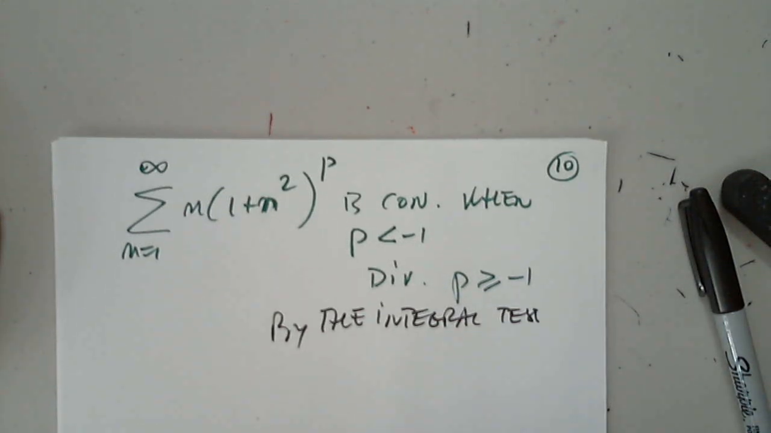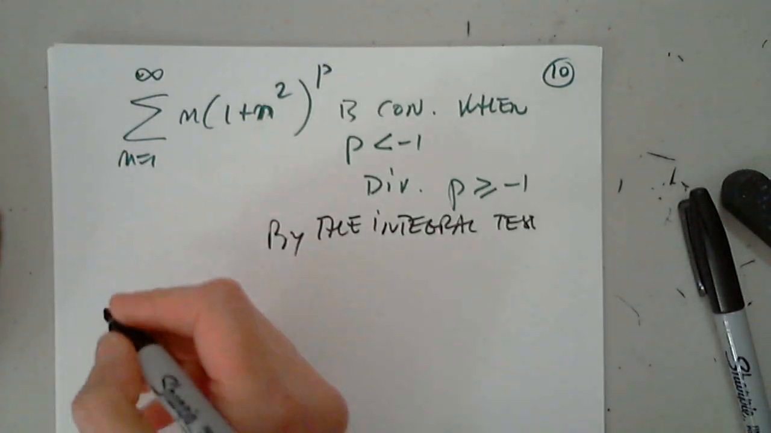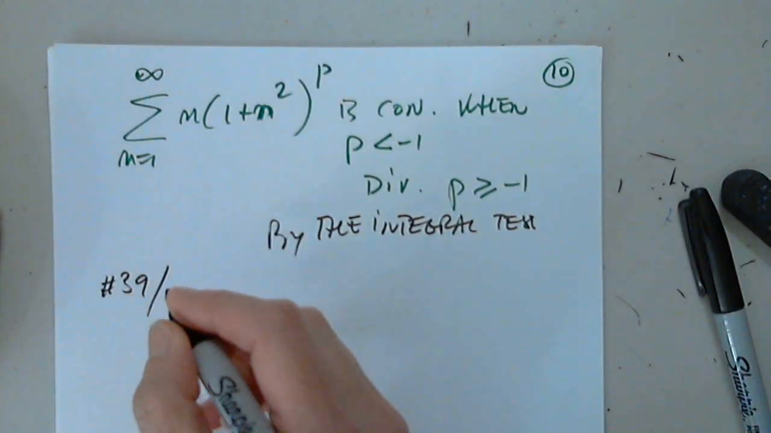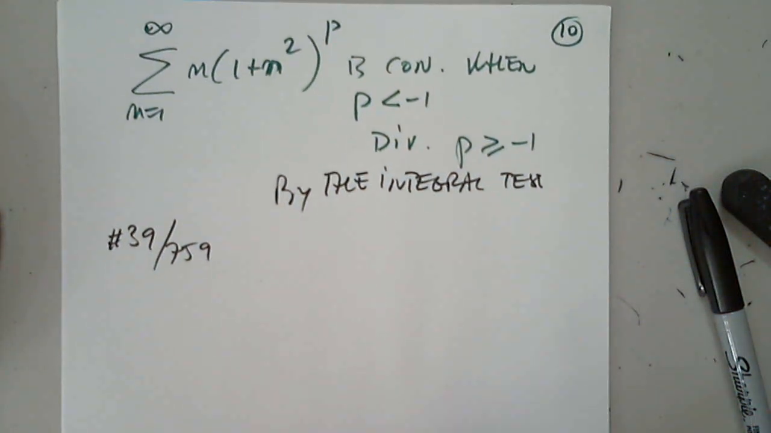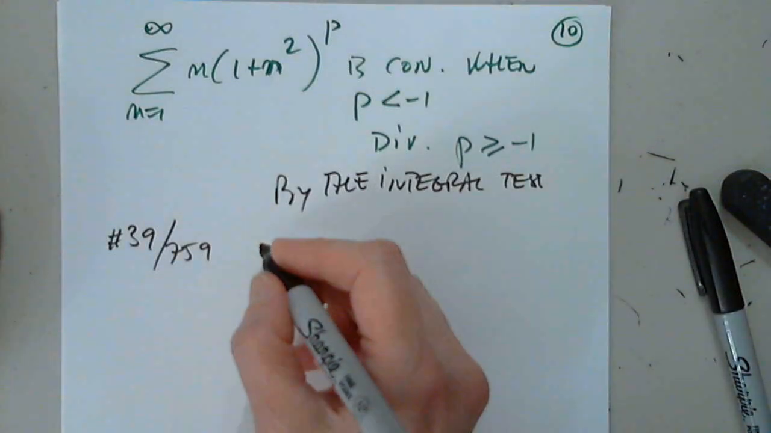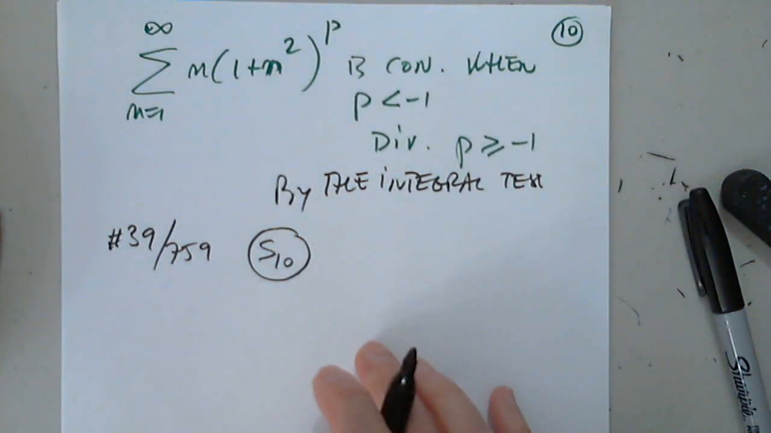Okay, final video for this section. We're looking at two more problems here, 39 on page 759, and then later on 41 on the same page. So use the sum of the first 10 terms. We are asked to find S10.